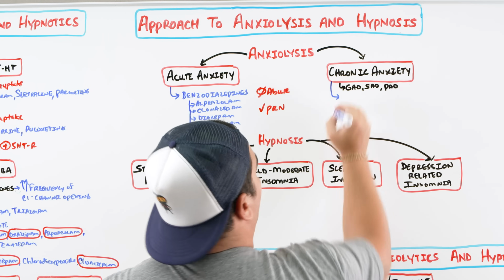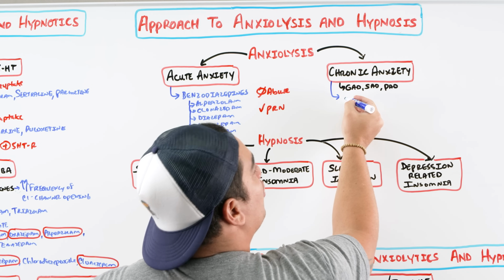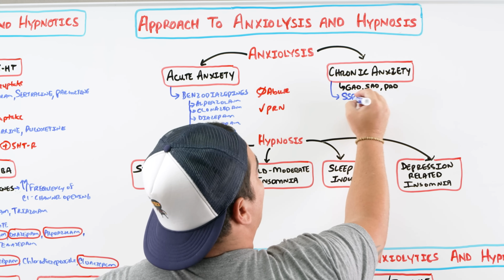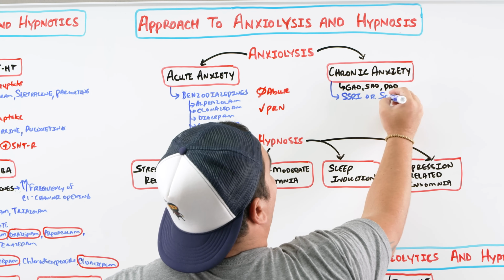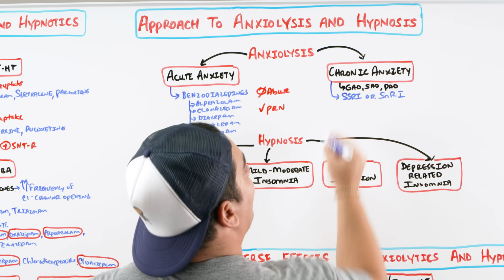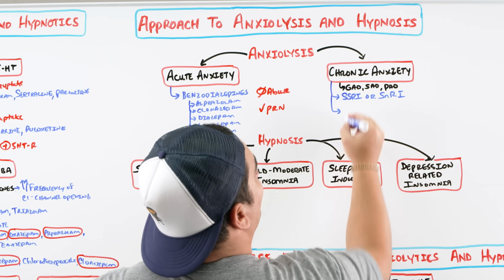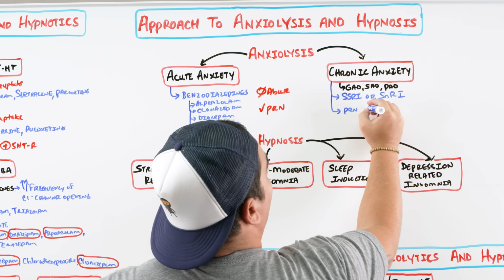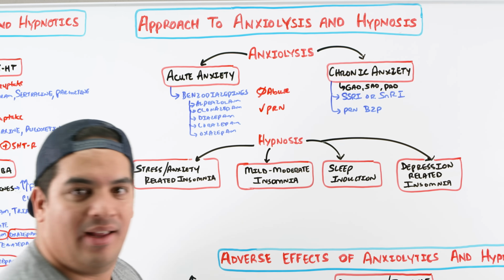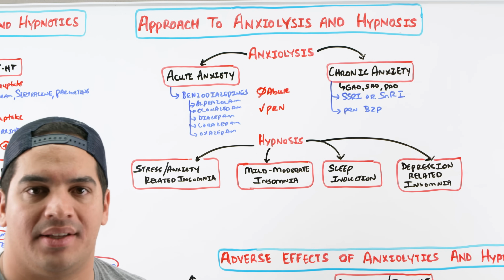And so what we prefer is to give drugs that increase serotonin. So this would be your SSRI or an SNRI, right? And then for the chronic anxiety, you can do a PRN benzodiazepine. And that's generally how we would go about this.